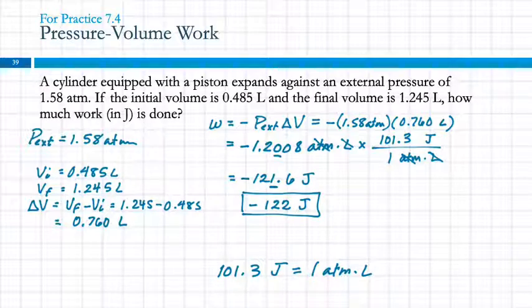Questions? This is negative. It's work being done by the gas. So if it was pressure being exerted on the system, it would be positive. If we were looking at work done on the gas because an external pressure was compressing the gas, then the change in volume would be negative. And with the negative sign in the equation, we get a positive value for work.